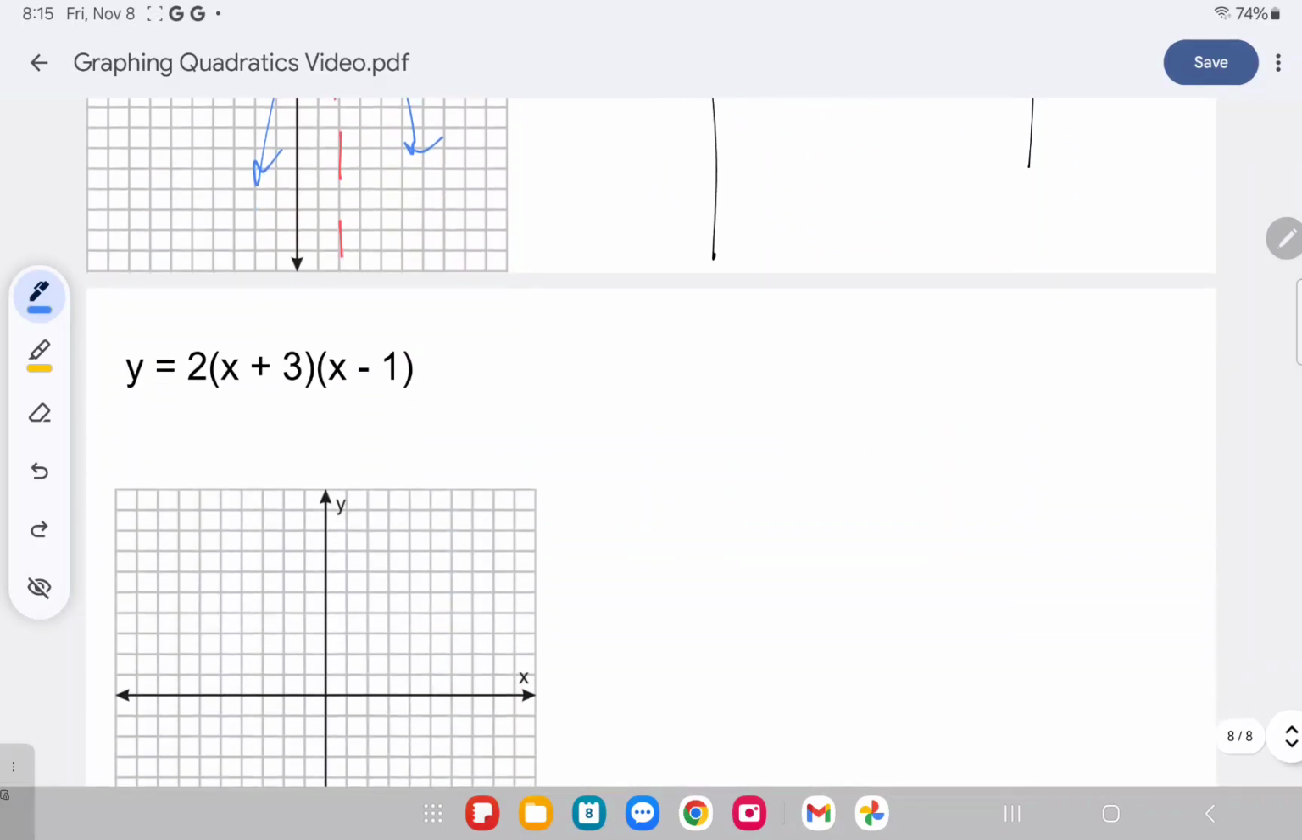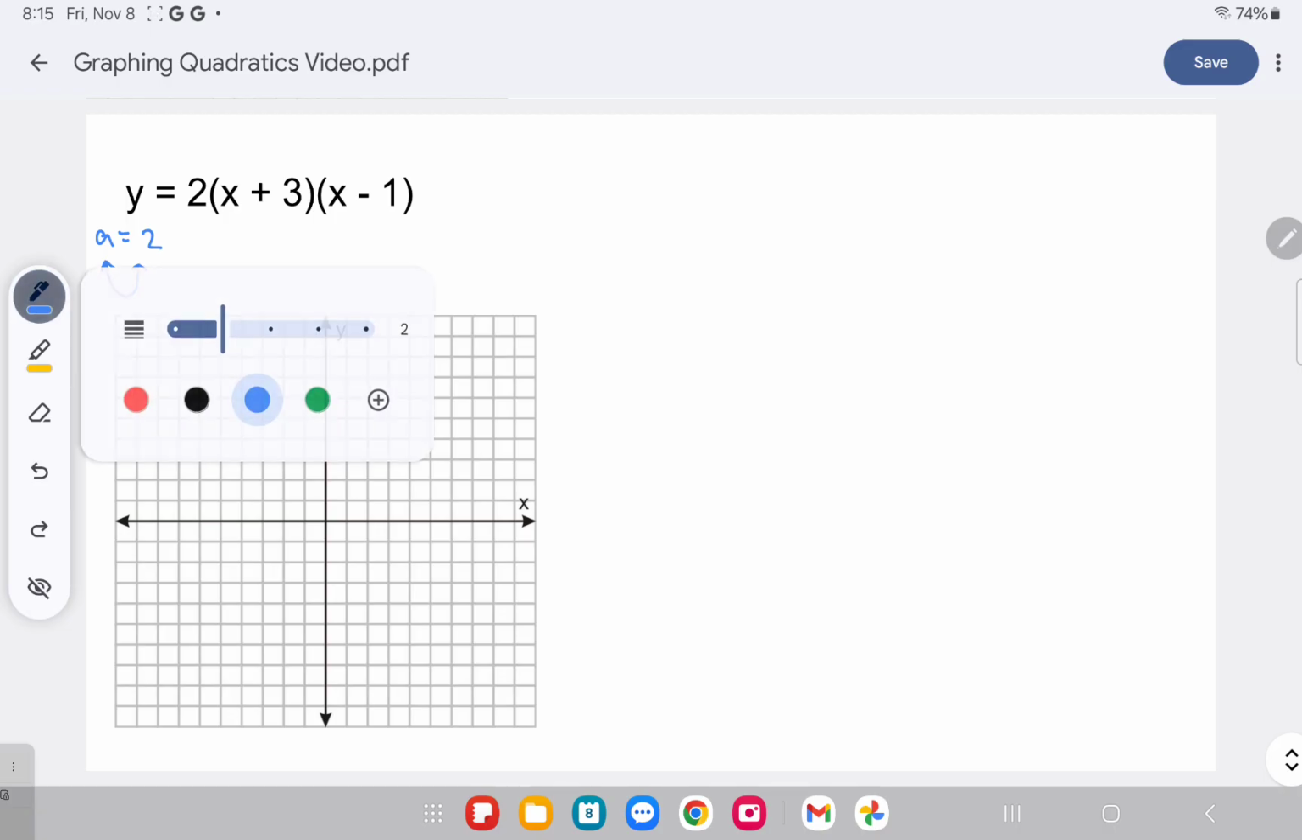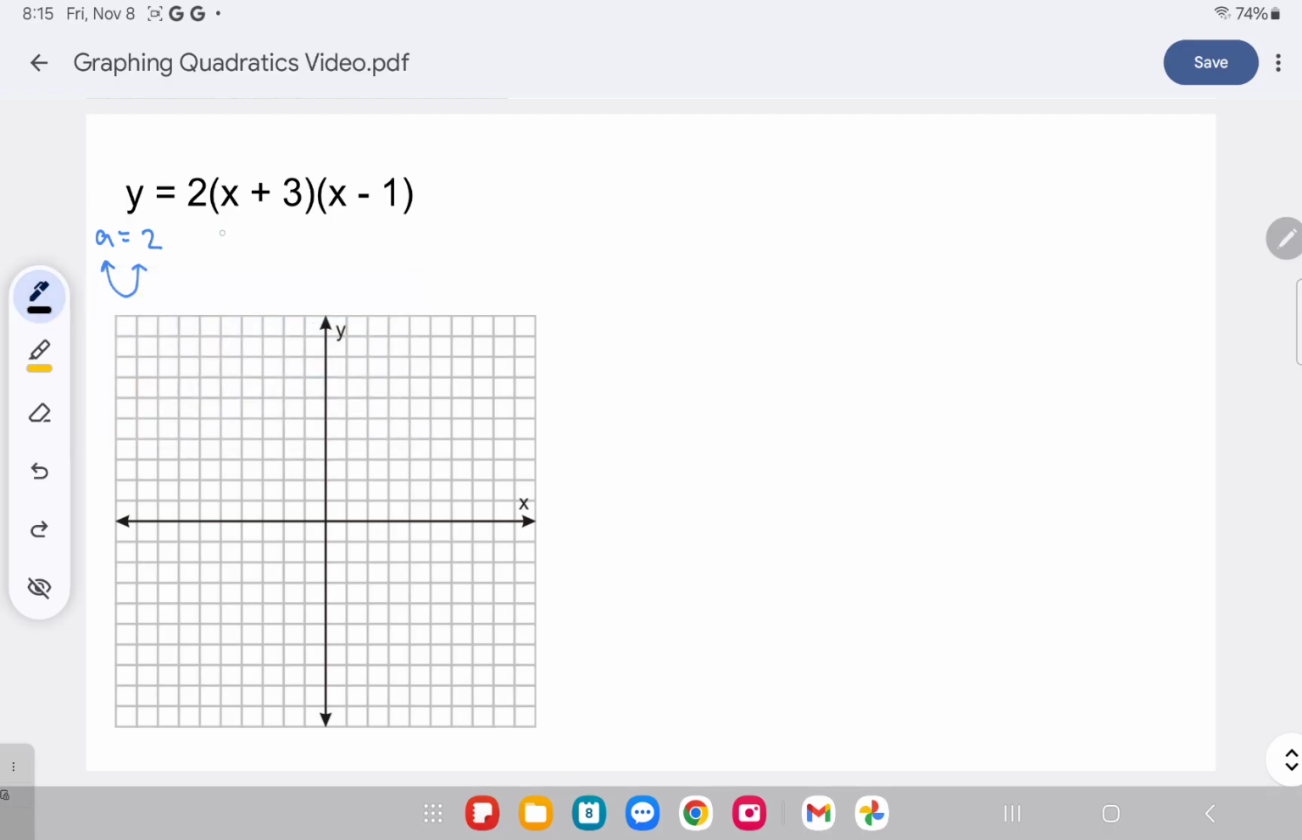One more graph. This one is also in intercept form. This time my a is 2. Because a is positive, this is going to be a parabola that opens up. And this is intercept form or factored form because it gives us factors that can give us our x-intercepts. So we're going to set them equal to 0 to find out that our x-intercepts are -3 and +1.